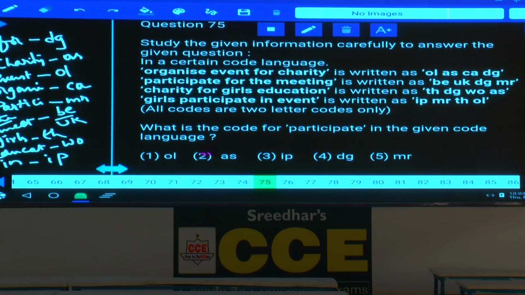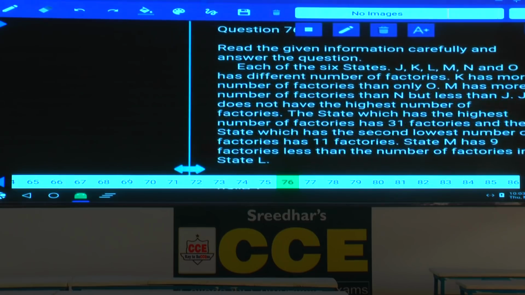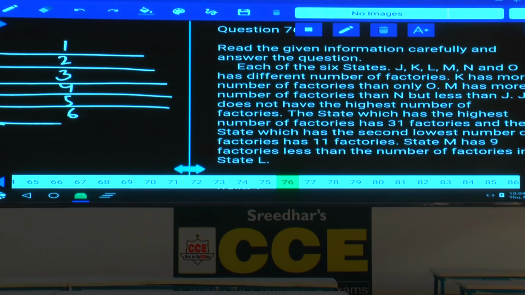Then 76 to 78. These three are based on comparisons. Each of the 6 states. How many states are there? 6. 1, 2, 3, 4, 5 and 6 are the 6 states. J, K, L, M, N and O have different number of factories, each having a different number of factories.